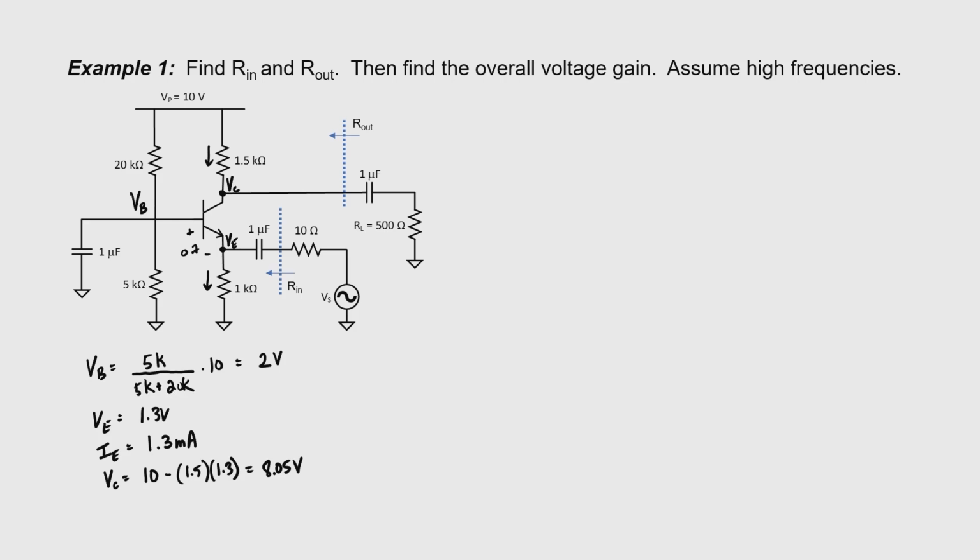The voltages are nicely arranged, high, medium, and low, so I can safely conclude that this transistor is biased in the forward active region. Little r sub e, which is important for AC analysis, at room temperature is just 26 divided by our emitter current expressed in milliamps. In this case, that's 20 ohms.